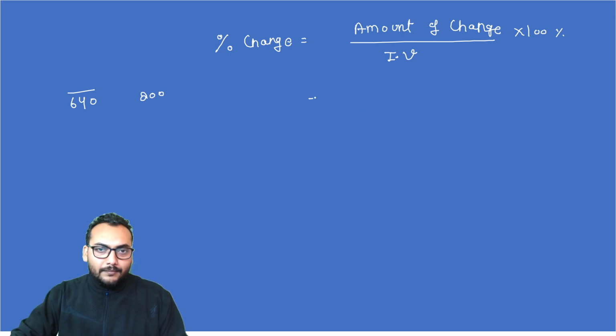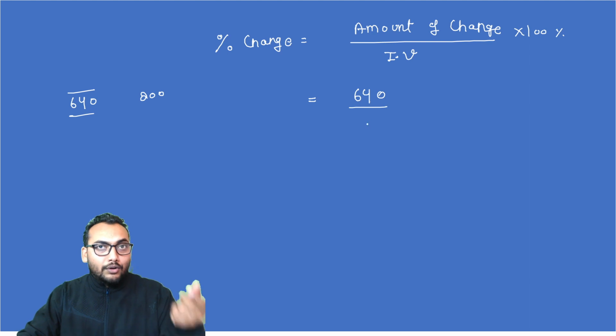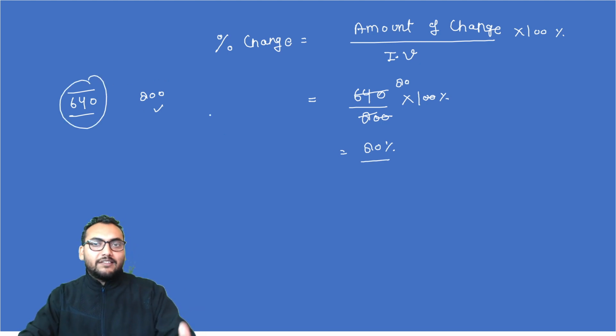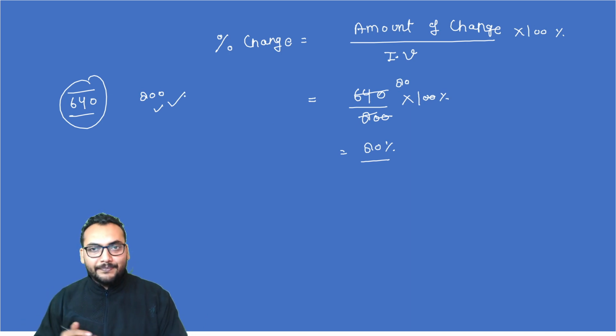So here amount of change is 640, right? Because I want to compare 640 with the total value, that means the initial value. So initial value is 800, so 640 divided by 800 multiplied by 100%. So double zero and double zero will be cancelled out, 8 1s are 8 and 8 8s are 64. So we will get 80%. That means this 640 is actually 80% of 800.